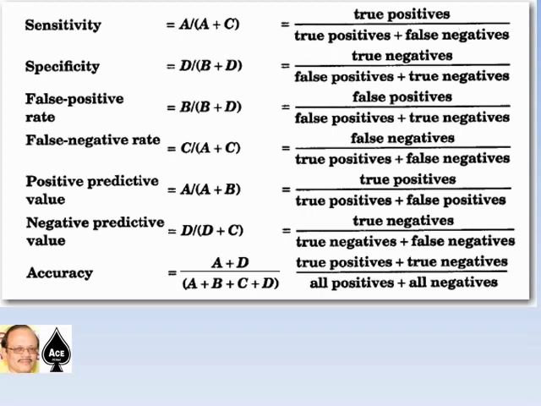Positive predictive value is A by A plus B, that is true positive by true positive plus false positive. Negative predictive value is D by D plus C, that is true negative by true negative plus false negative. Accuracy is A plus D divided by A, B, C, D added together, that is true positive plus true negative divided by all positives and all negatives.